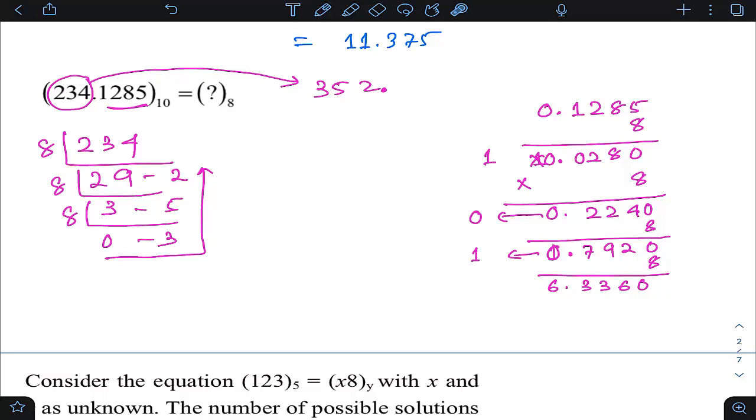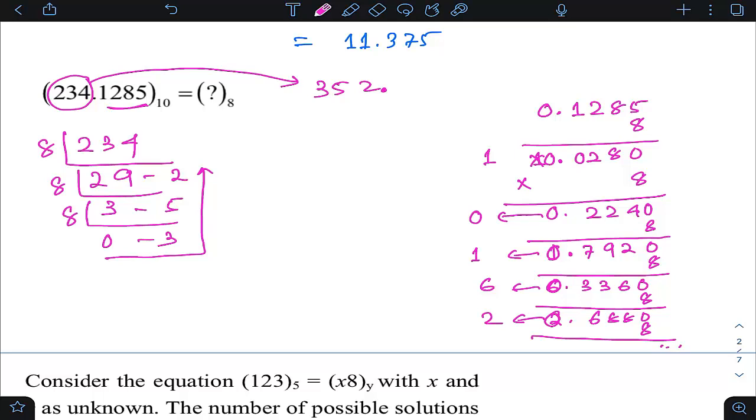From every iteration you have to get one integer, right? So this 6 you write here, and you take this as 0. You again multiply by 8, and you get 2.6880. This 2 you write here, again you make it 0, again multiply by 8, and this process will continue. In the GATE exams, they will ask you up to two or three numbers after the radix point.